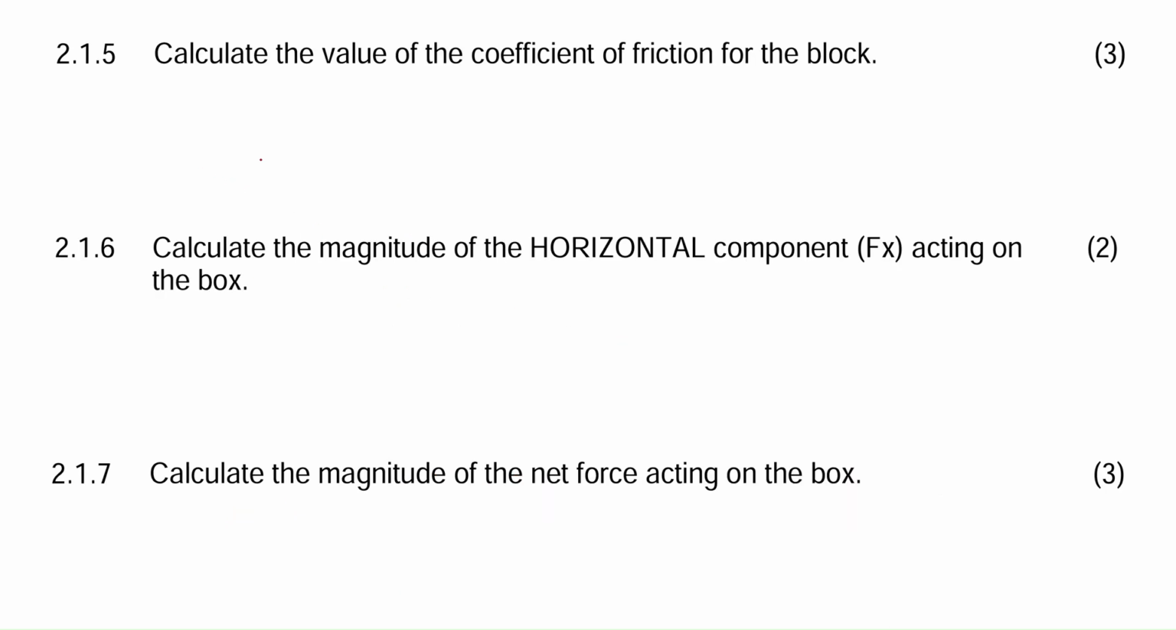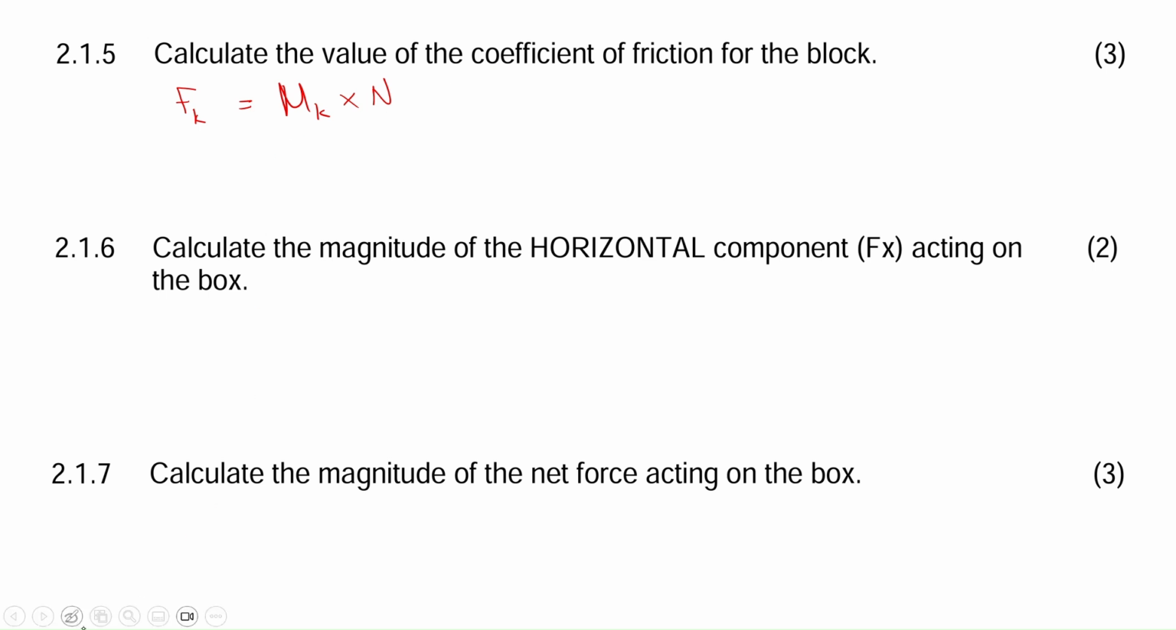So then it says, calculate the value of the coefficient of friction for the block. How is this done? How can we do this? Well, we have to think about friction. I have done friction with you guys in the previous videos, and we know that for calculating friction, especially kinetic friction. Why kinetic friction? Because we know the block is moving, and once the block moves, we are dealing with kinetic friction, is equal to mu k multiplied by the normal force.